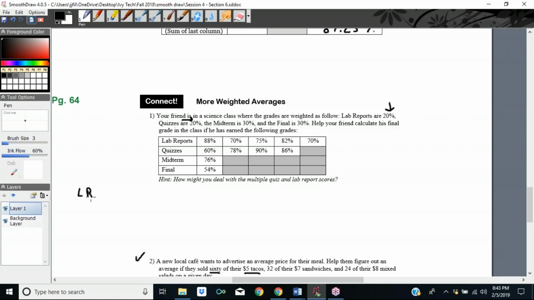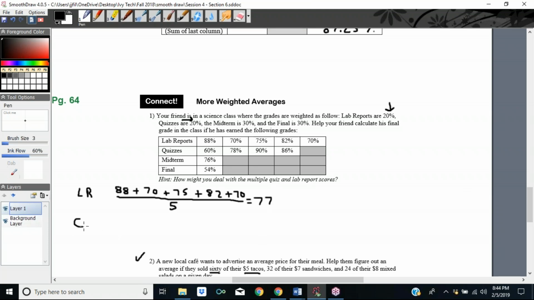So let's do this. Lab reports. We're going to do 88 plus 70 plus 75 plus 82 plus 70. And we're going to find the regular average, so divided by 1, 2, 3, 4, divided by 5, and we'll get the category average. And I see someone has that 77. Yeah, so the category average is a 77.